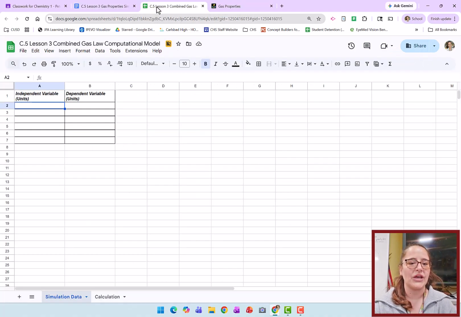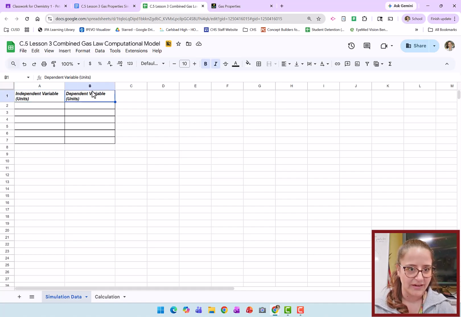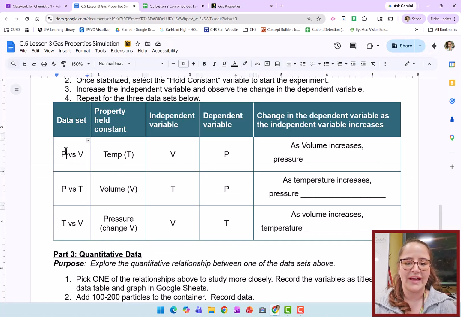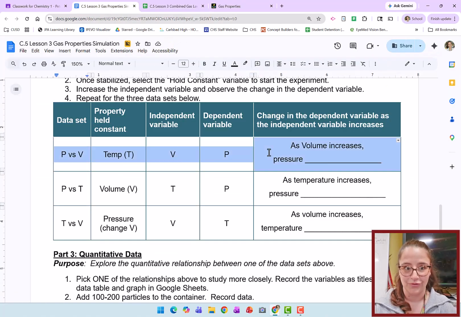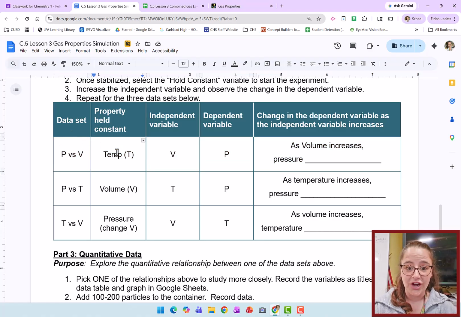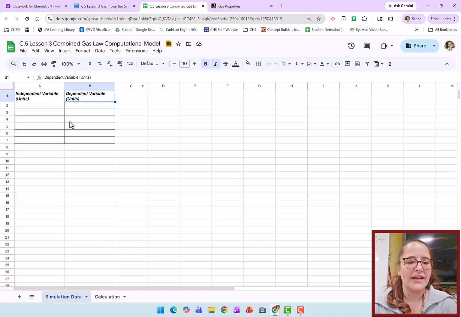First, we need to pick which data set we're going to analyze, so what our independent variable is and what our dependent variable is. I'm going to do this first row on the table. Looking at the relationship between pressure and volume, holding the temperature constant, my independent variable, the one I'm changing, is going to be volume, and my dependent variable is going to be pressure. Let me put those in.